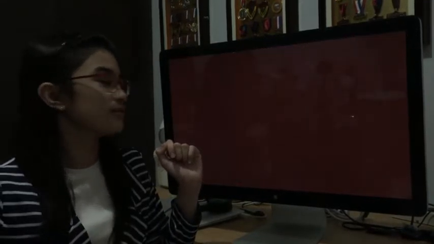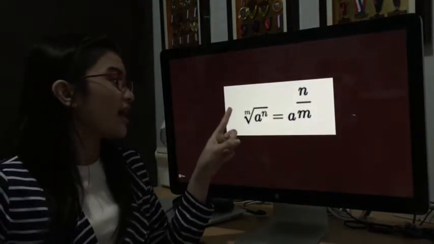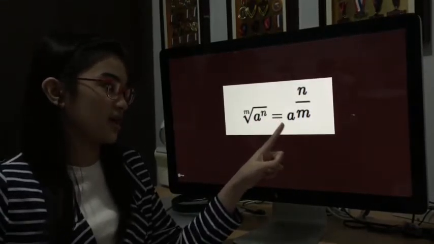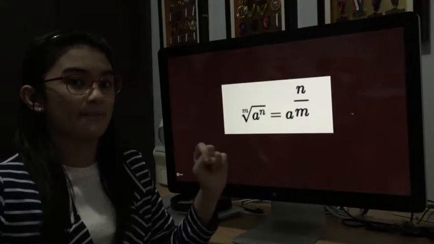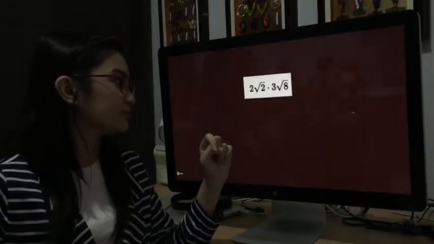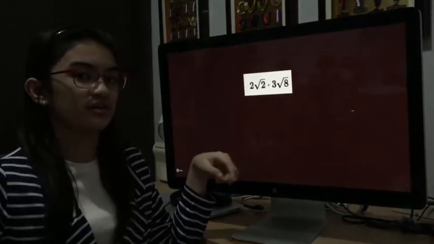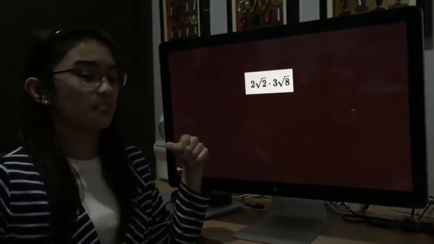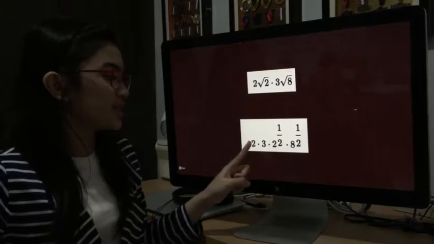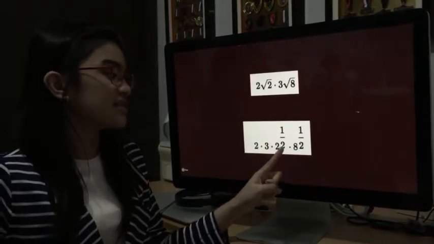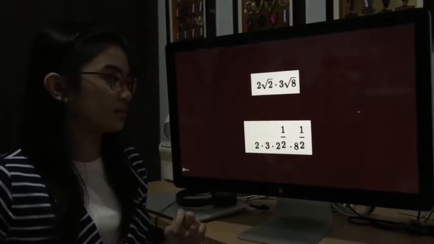But before that, we must remember this. The m root of a to the n power is equal to a to the n over m power. Let's do an example. 2 square root of 2 times 3 square root of 8. Now let's separate the terms. 2 times 3 times 2 to the 1/2 power times 8 to the 1/2 power.